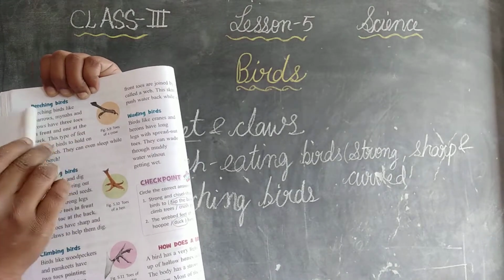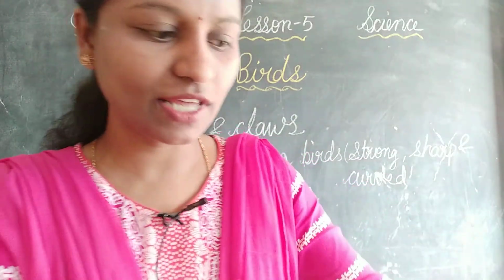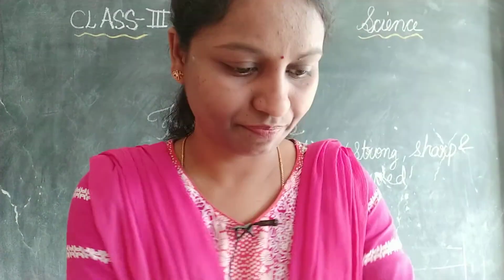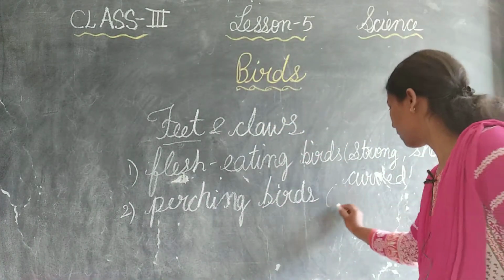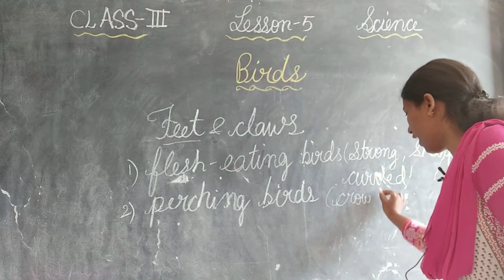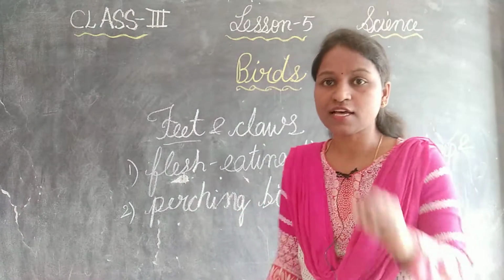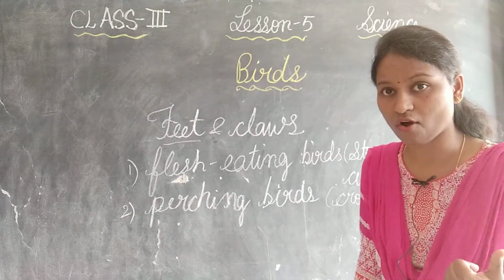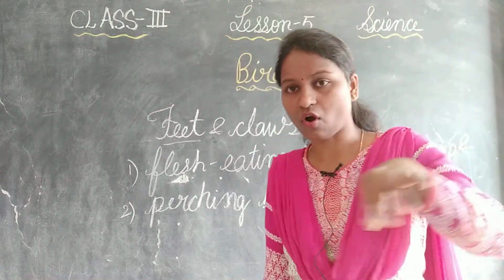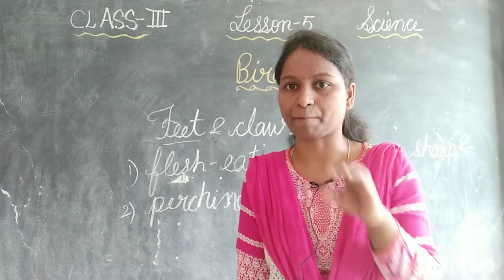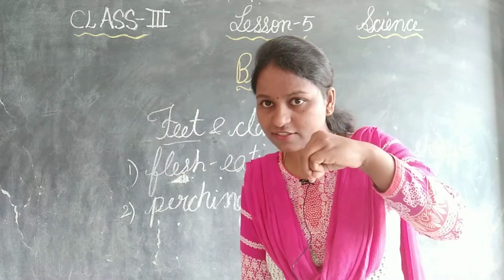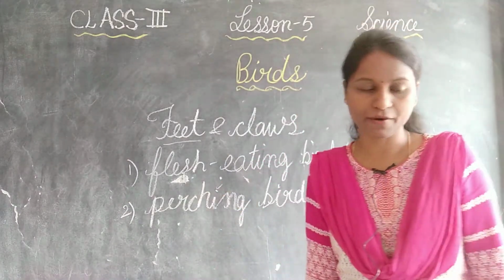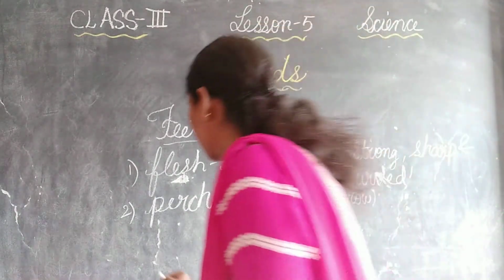So for the perching birds, what is the example? The example is a crow. Yes, perching birds like crow. The perching birds have three toes in the front and two toes at the back. Like claws, that is how they are called claws. In the perching birds, three toes are at the front and two toes at the back. Okay, next one is scratching birds.